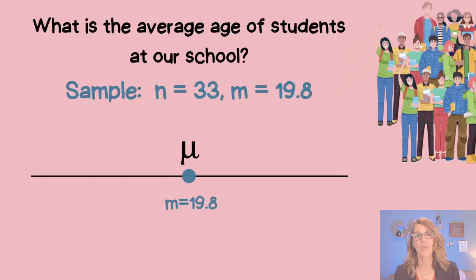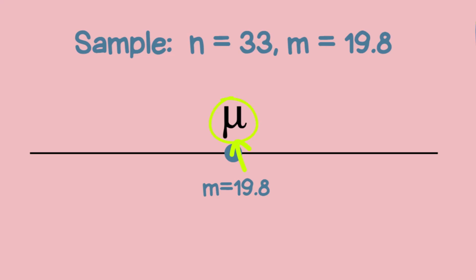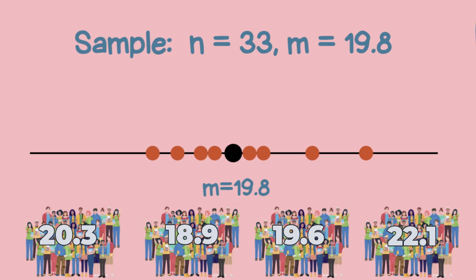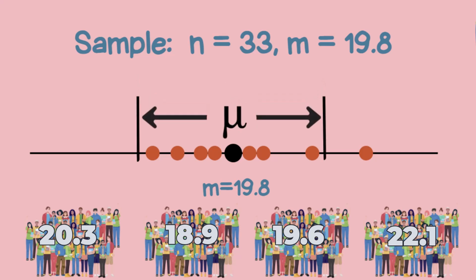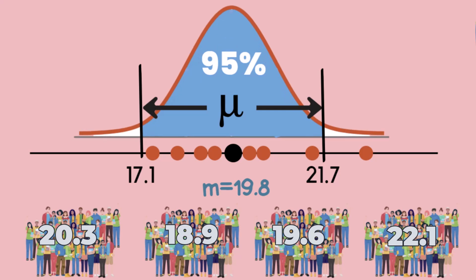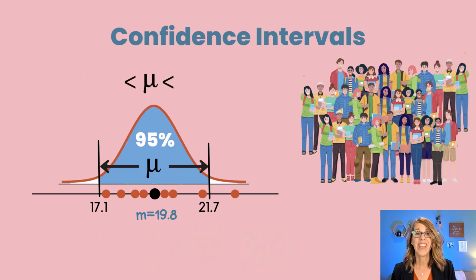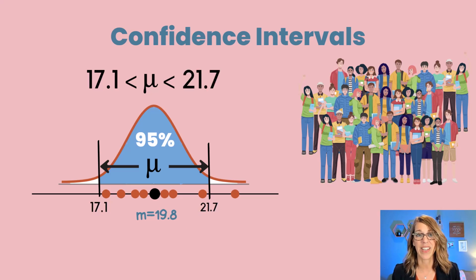We could definitely use 19.8 to approximate mu, the average age for our population, but there were several samples that we could have taken with varying average ages. So instead, what we want to do is to construct an interval that contains 95% of those sample averages. This is what we call our confidence interval. And with this interval, we can say with 95% confidence that the actual average age for everybody in the school is between 17.1 and 21.7.